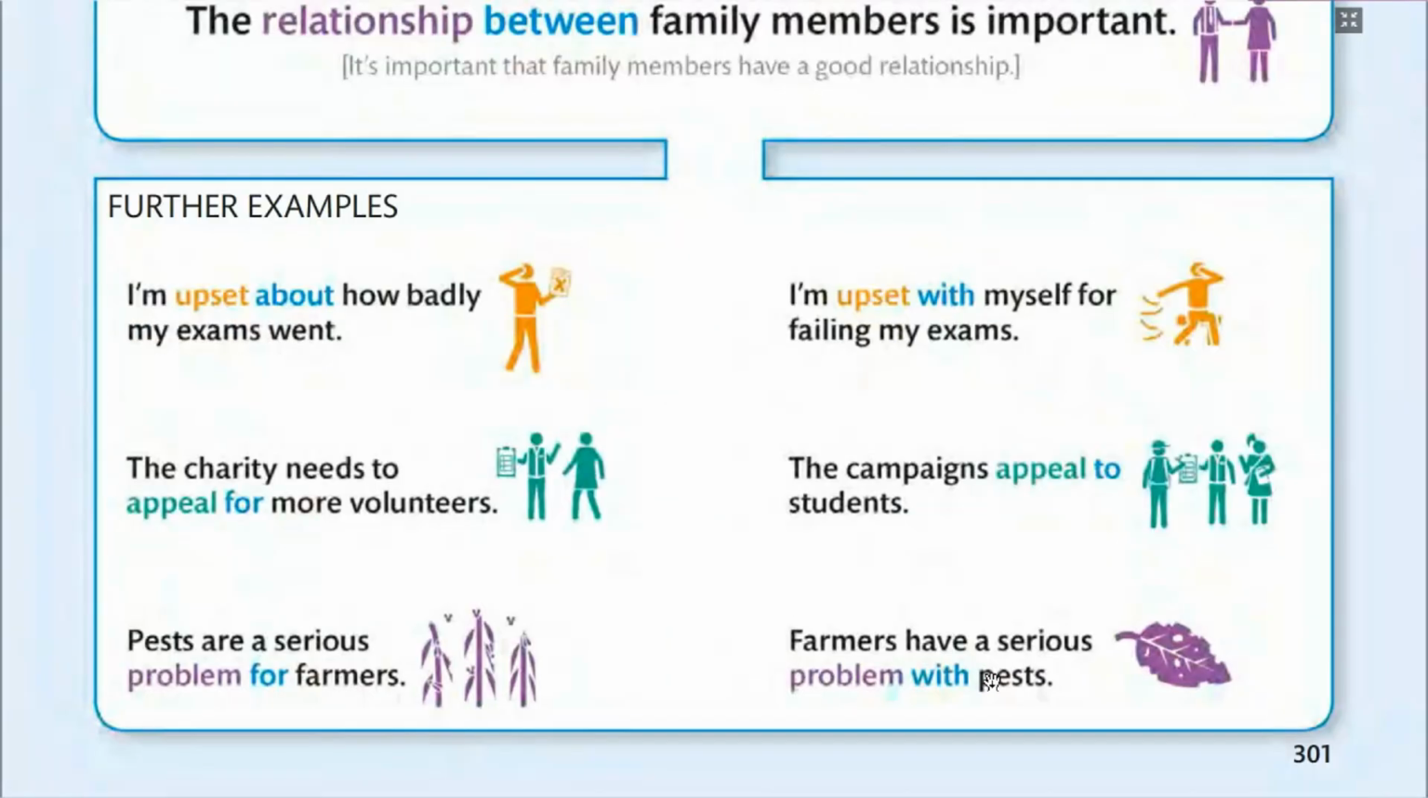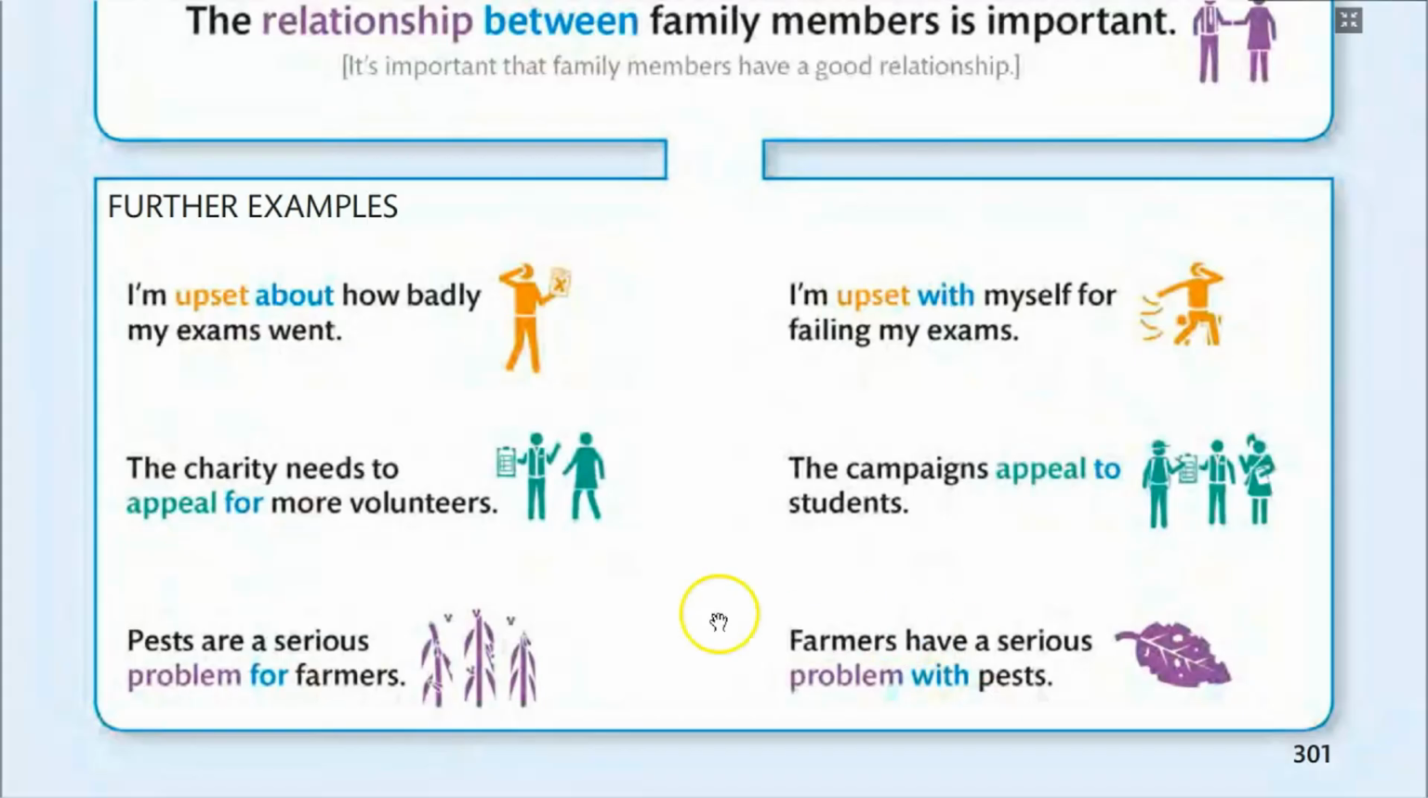Further examples. I'm upset about how badly my exams went. The charity needs to appeal for more volunteers. Pests are a serious problem for farmers. I'm upset with myself for failing my exams. The campaigns appeal to students. Farmers have serious problems with pests.